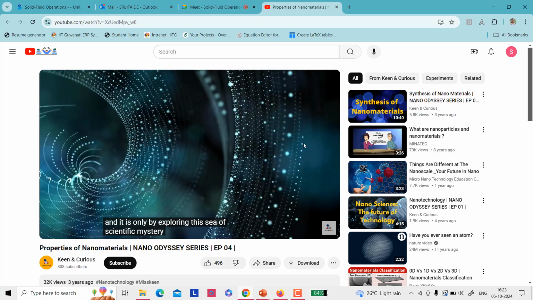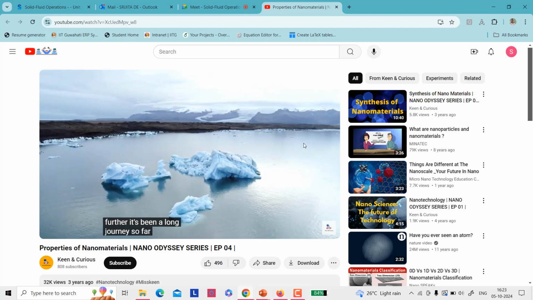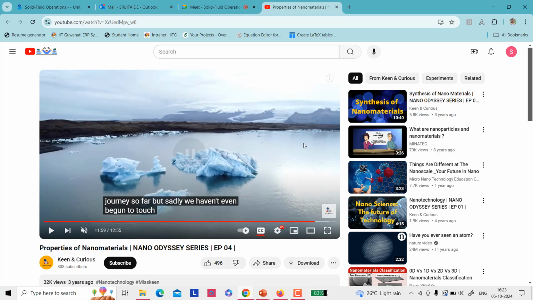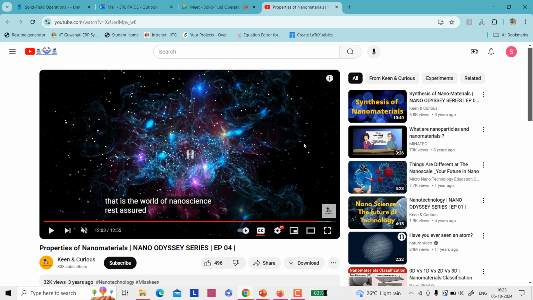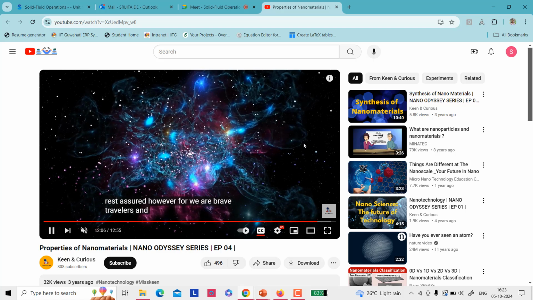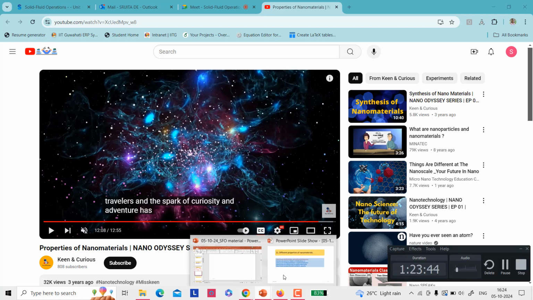So this is the world of nanoscience and the properties of nanoparticles. I think it is clear. Next, I will show you the photothermal properties of nanoparticles used in theranostic cancer therapy. Nanoparticles have unique properties with the potential to diagnose and treat disease at the same time.